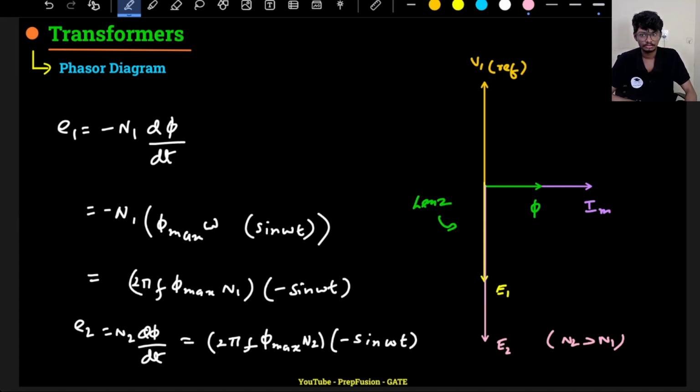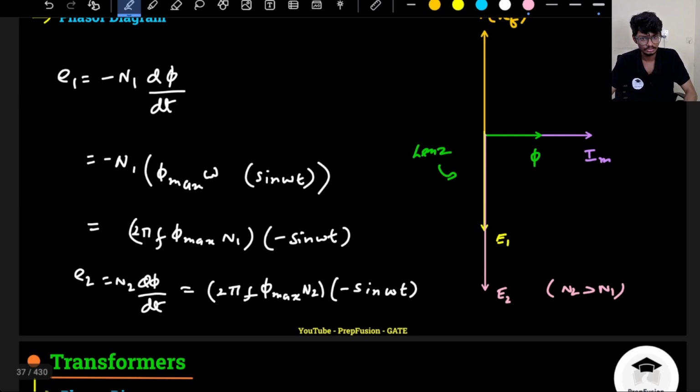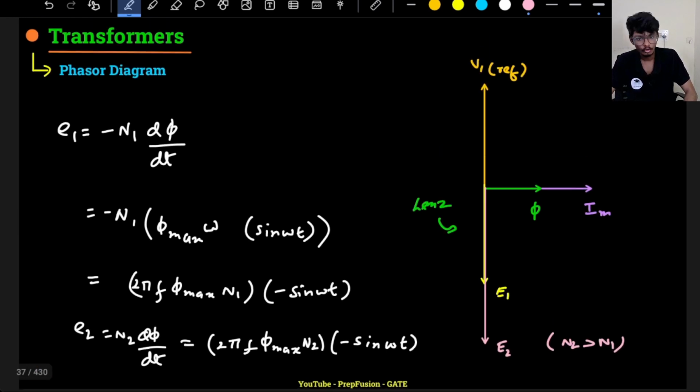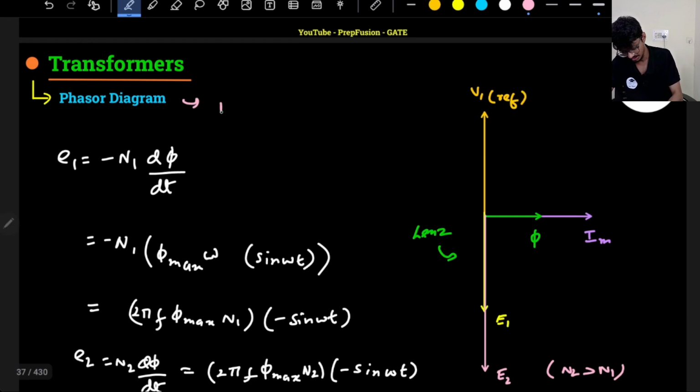So this was basically the phasor diagram of a totally ideal transformer. Okay, of course, as we move along we will discuss non-idealities as well.